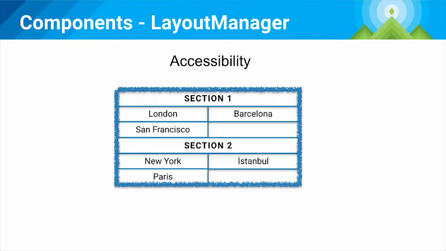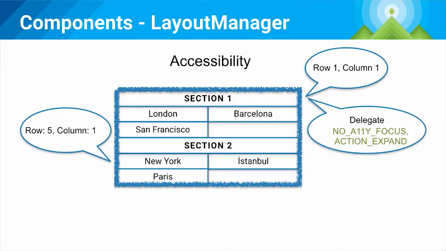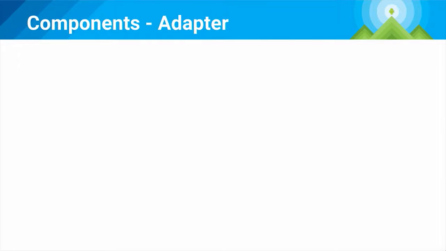Another example, accessibility. Layout managers provide basic accessibility information to RecyclerView. So it's like this row, this column, or this row, this column. But if you have more information about those views, like section 1 cannot be accessible to focus, you add an accessibility delegate to your RecyclerView to add this additional information. Let's go back to adapter.